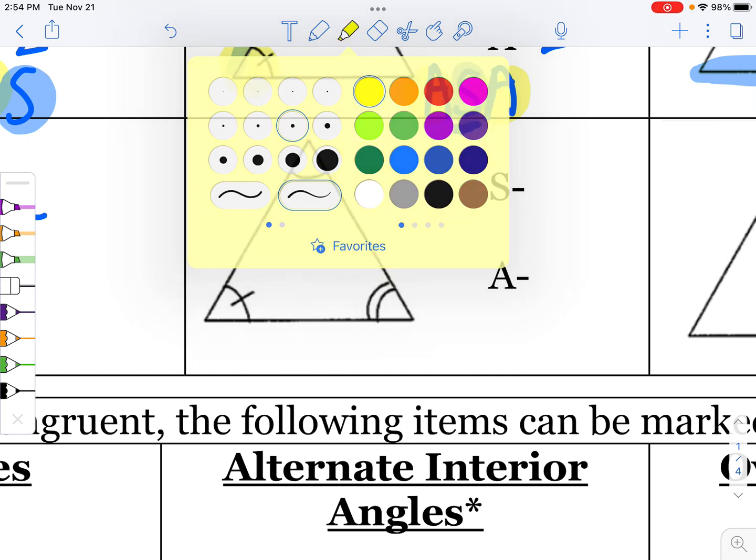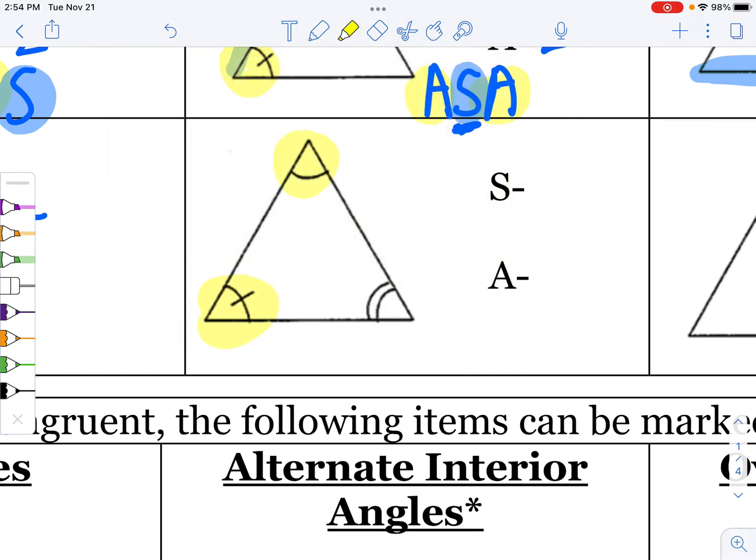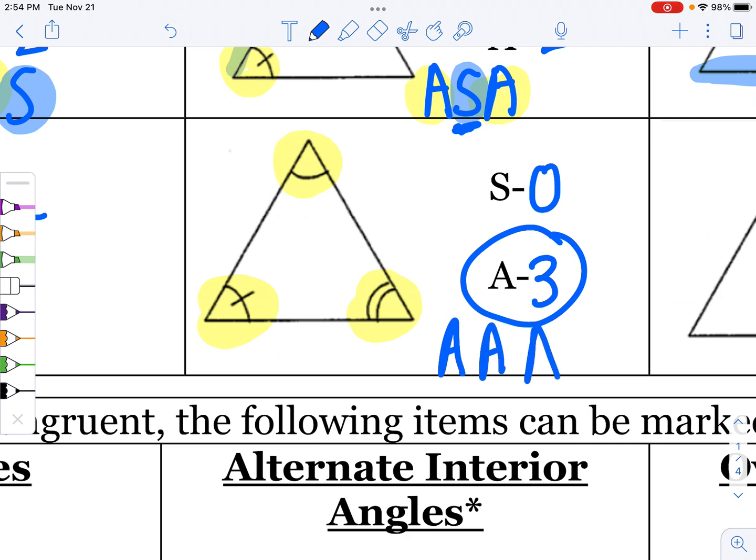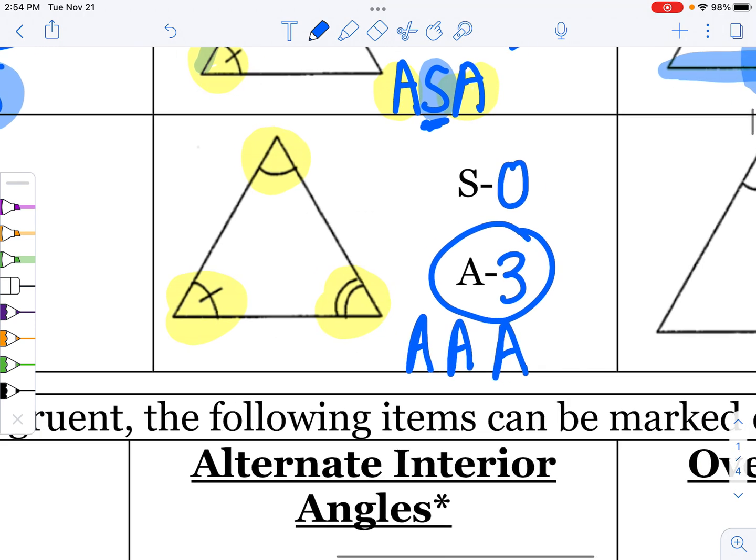Okay, this is my second favorite one because it's easy to see. There are no sides indicated, so I need to switch to my yellow highlighter because all I have indicated in this triangle is 3 angles. So my count is 3 to 0, so I don't even have to think about the order because all 3 of them are angles. AAA, triple A.